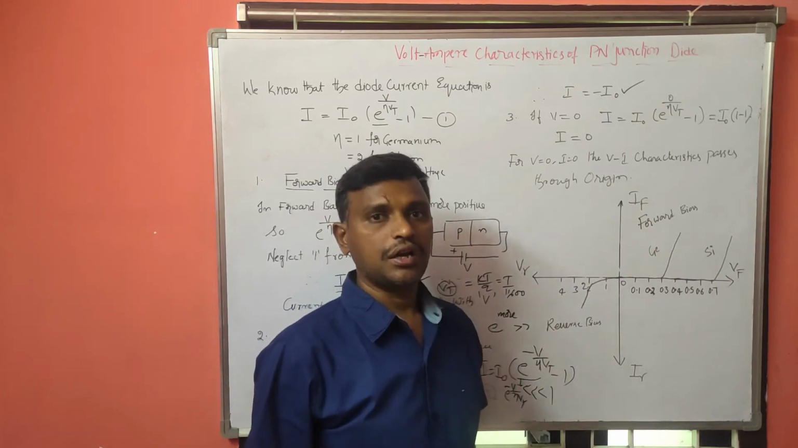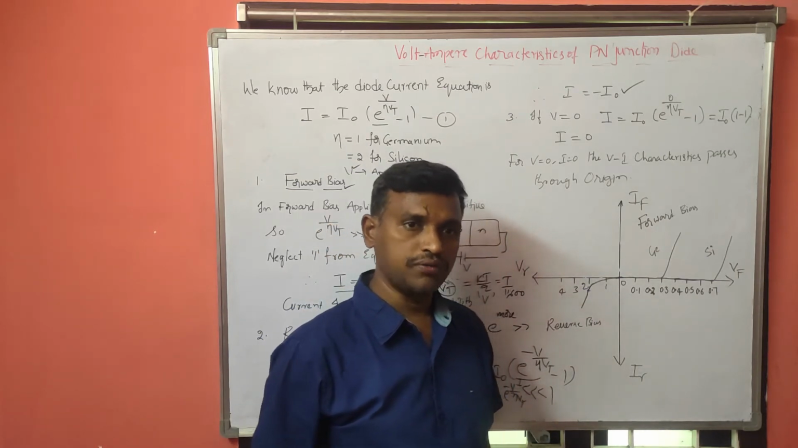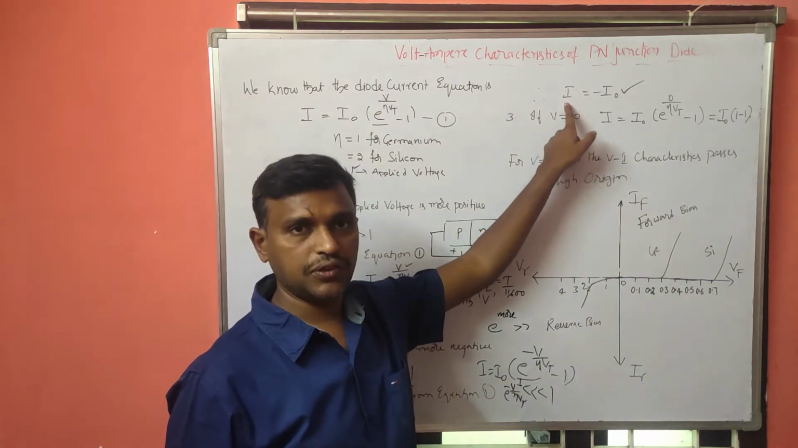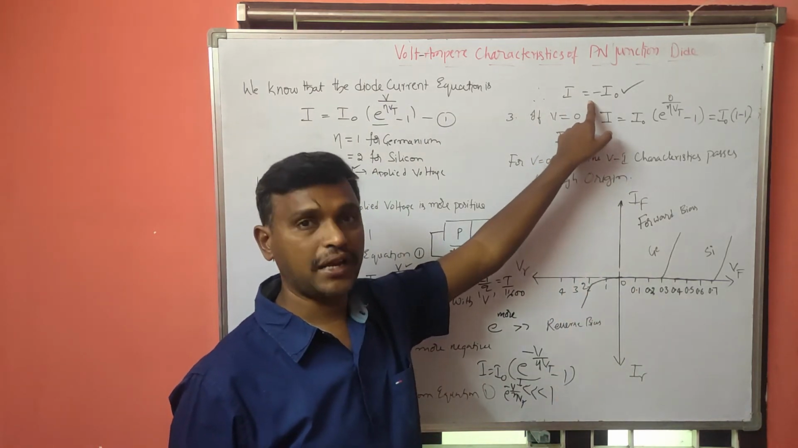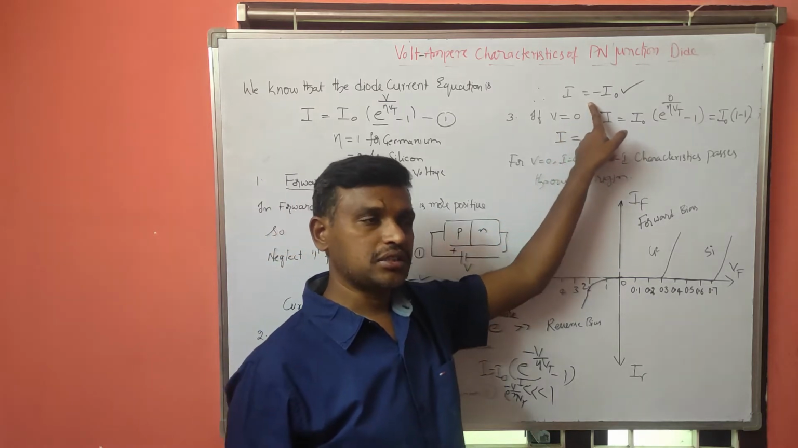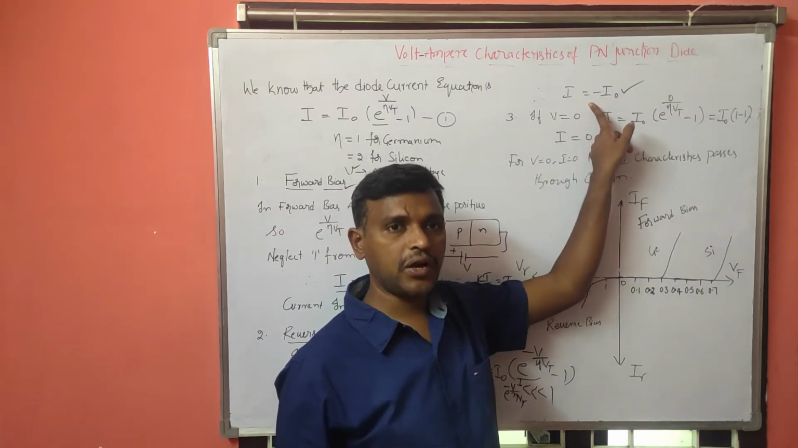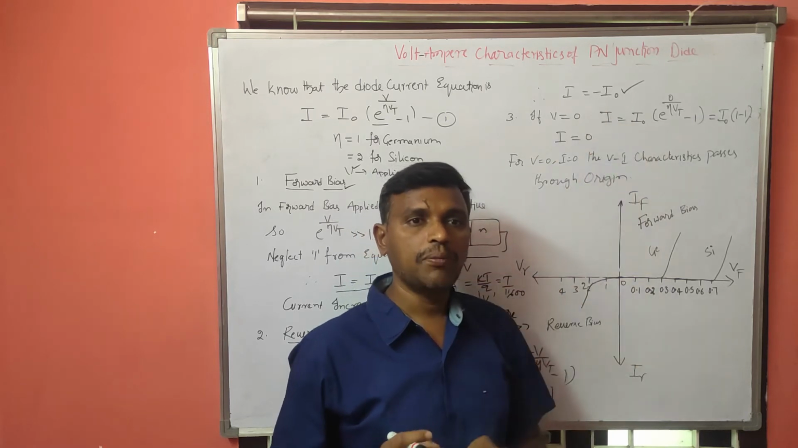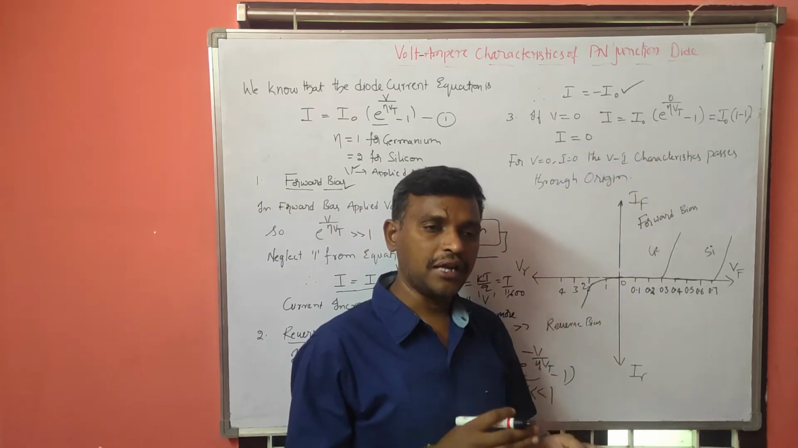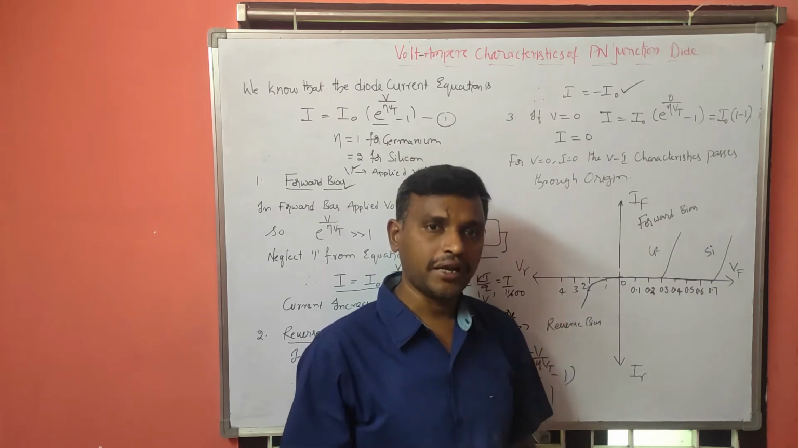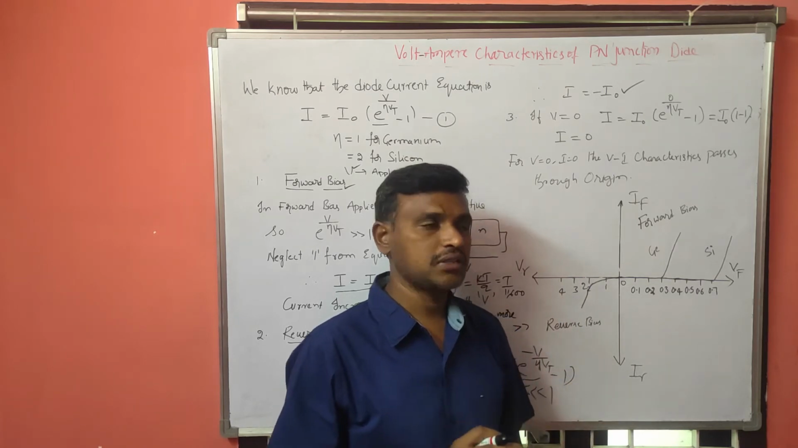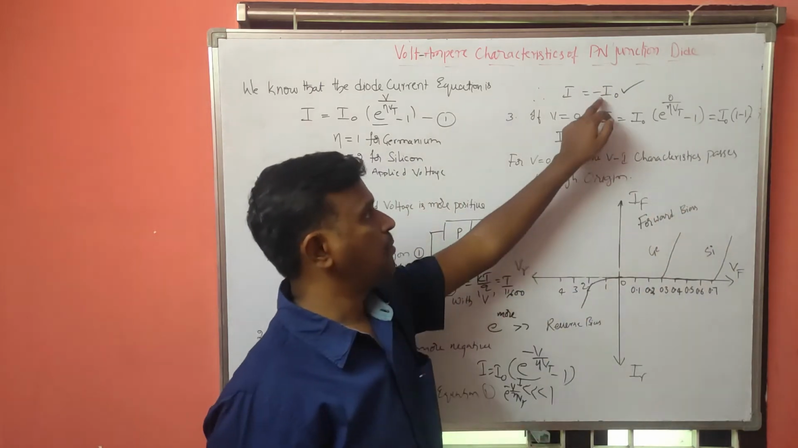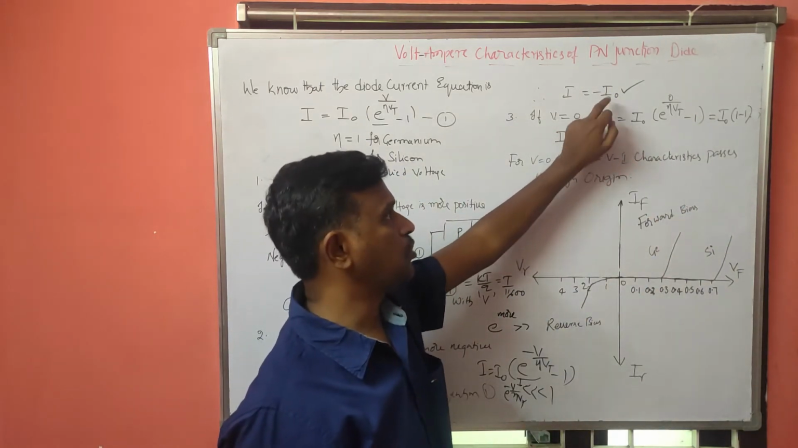I naught is the reverse saturation current of the PN junction diode, because here the total current is equal to minus I naught, and this is due only to the reverse saturation current, that is the movement of minority carriers from N type to P type and P type to N type when we apply the reverse bias. So that's why it is called reverse saturation current, and I is equal to minus I naught here.